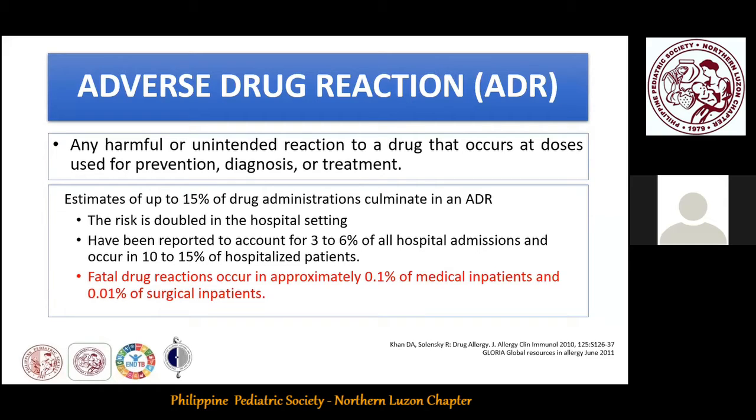It has been reported to account for 3 to 6% of all hospital admissions, and it would occur in 10 to 15% of hospitalized patients. More importantly, it is to be noted that fatal drug reactions can occur in approximately 0.1% of medical inpatients and 0.01% of surgical inpatients.